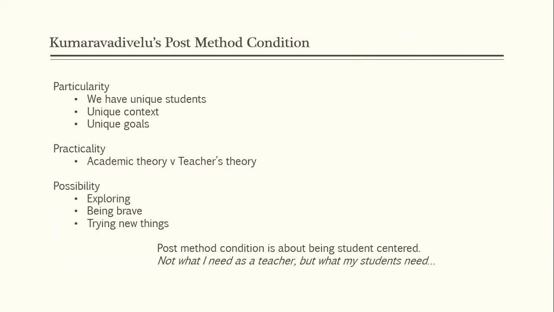The other framework for the post-method condition is possibility. And possibility is what I've already talked about: being brave, exploring, trying new things in your teaching, not staying stuck, not being robotic and static and saying, I don't want to try anything out. This worked for me the last 3 years. This worked for me in the past. So I'm going to stick with it. When that happens, we fail our students.